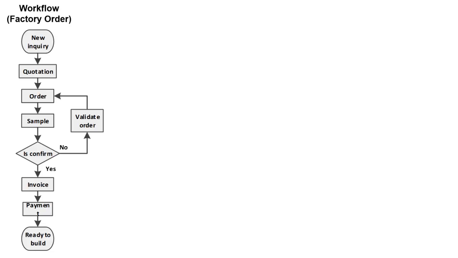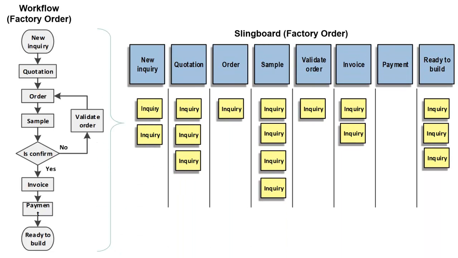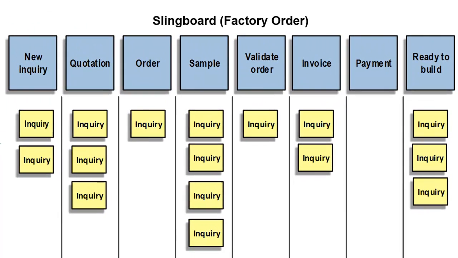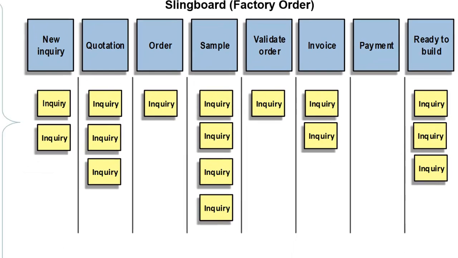A slingboard is great for teams that need to complete a business process. Here's an example of a factory order workflow. Each step in the workflow is represented by a column in the slingboard. Each column is a visual rule that improves the collaboration work by setting individual responsibilities.